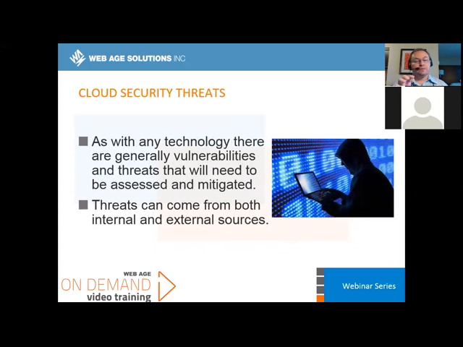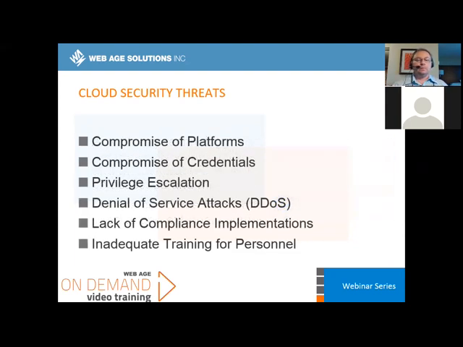Quick note, just down the bottom here, threats can come from both internal and external sources. When it comes to cloud security threats, a couple things that may come up would be around compromise of platform. So what is a platform? Well, a platform could be AWS, it could be Google Cloud, it could be VMware vCloud, even if you have a private cloud. A lot of platforms do have specific possible threats that could occur or could be penetrated, initiated, whatever term you want to use.